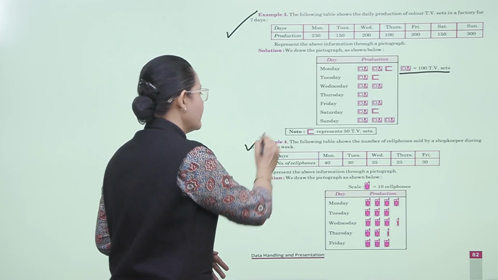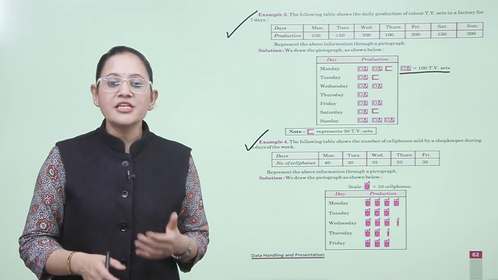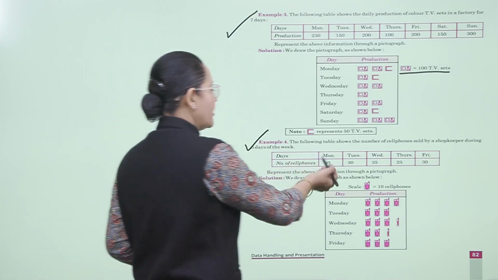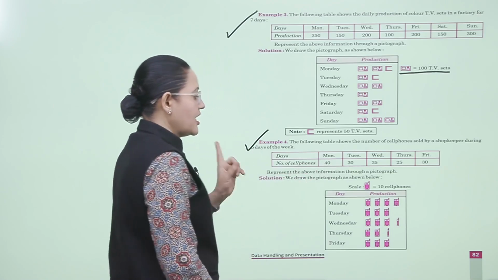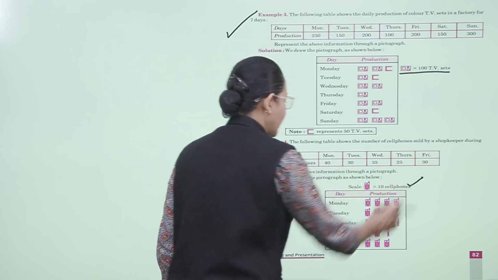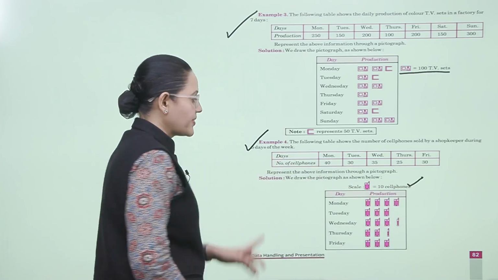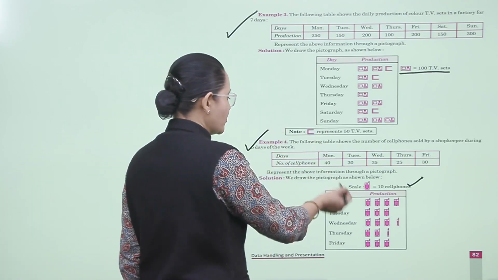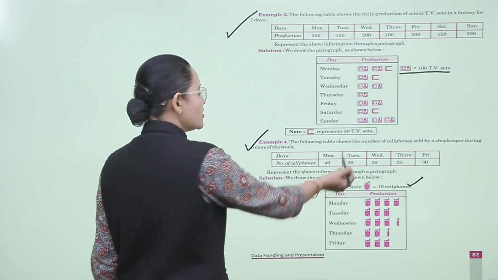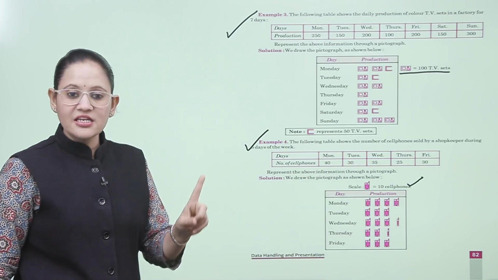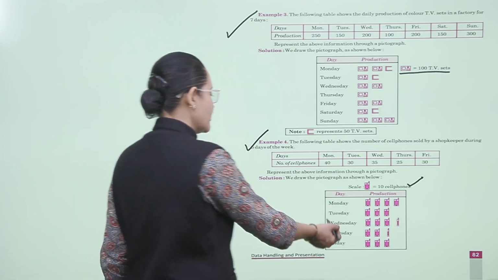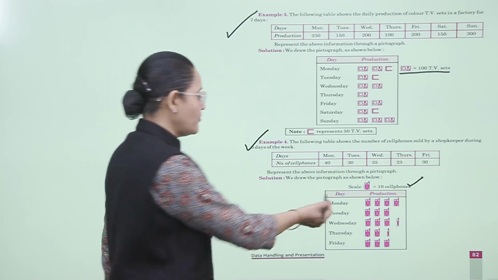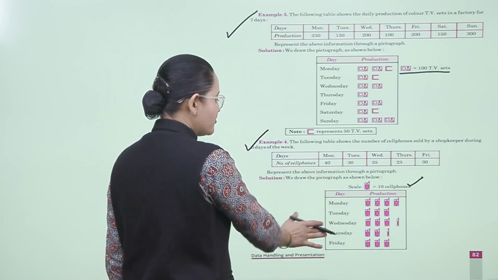Clear? Now example 4. The following table shows the number of cell phones sold by the shopkeeper during 5 days of the week. So here the days are given, and the number of cell phones is given. Here the scale is 1 cell phone for 10. Now Monday 40, 1 is for 10, so for 40 we will make 4. 40 divided by 10 is 4. So, we will make 4 pictures of cell phones. Tuesday 30, 1 is for 10, for 30 we will make 3 pictures. Wednesday 35. So, 3 is for 30 and half a picture for 5. Clearly, like this we will draw the pictograph.